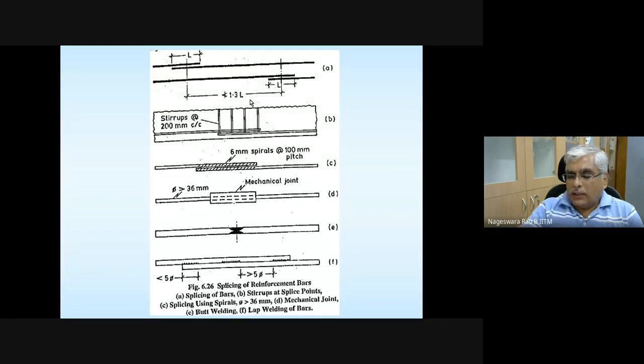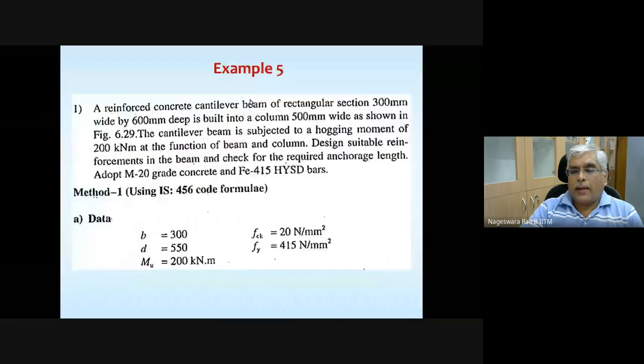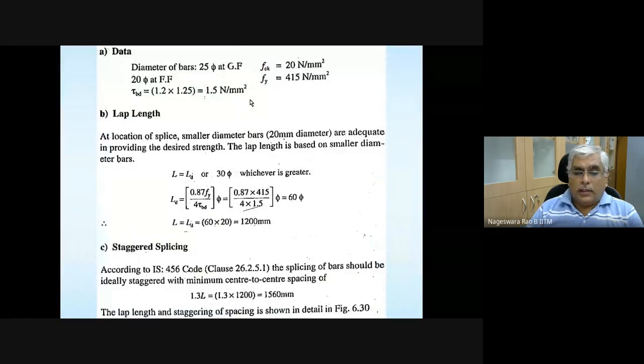Okay, so that is what is calculated here. According to IS 456, the clause is also given, 26.2.5.1. Splicing of bars should ideally be staggered with a minimum center to center spacing of 1.3 L. L is your lap length.